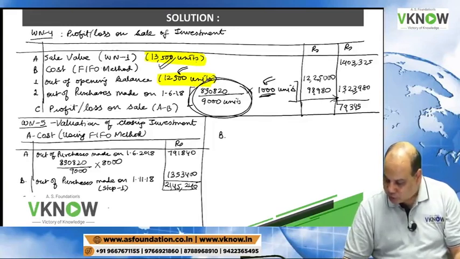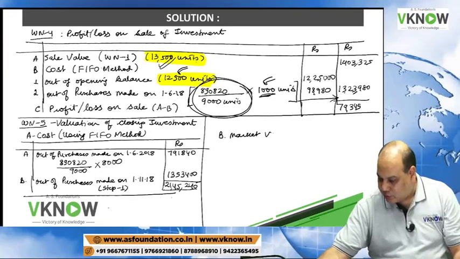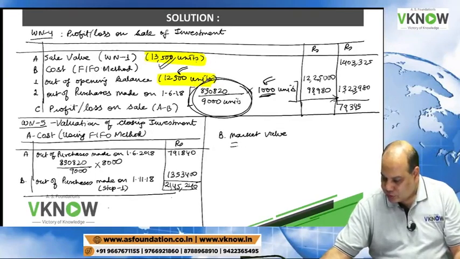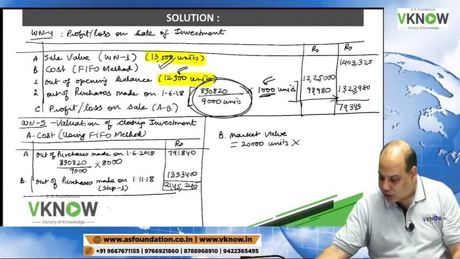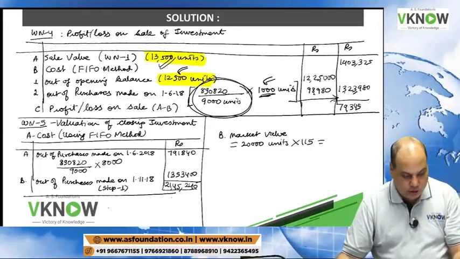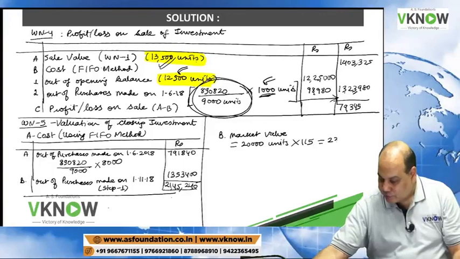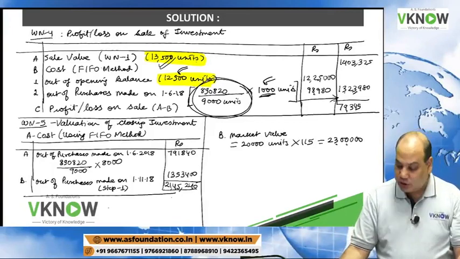Below this, close this table. Below this write down B, market value. You have 20,000 units in closing stock. And now if you see the question, the market value is given 115. 20,000 units in closing stock multiplied by 115 is 23 lakh. Is it right? Check. Is the market value 23 lakh?